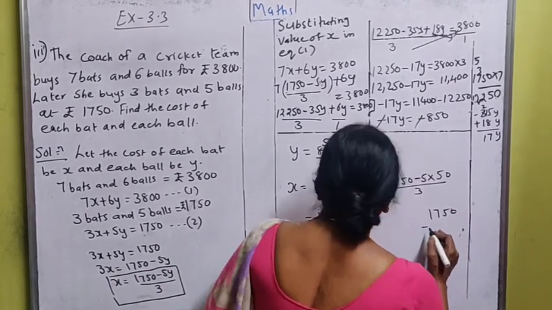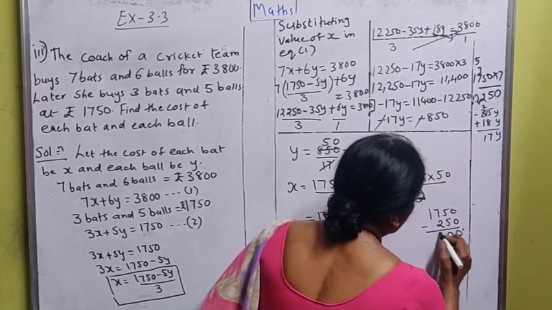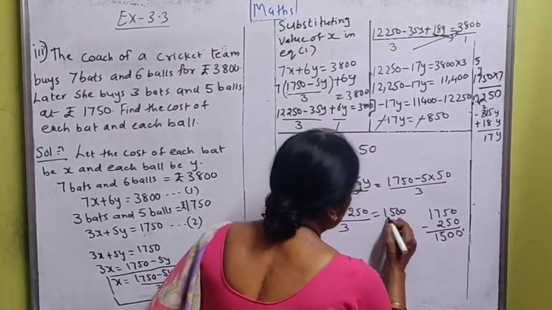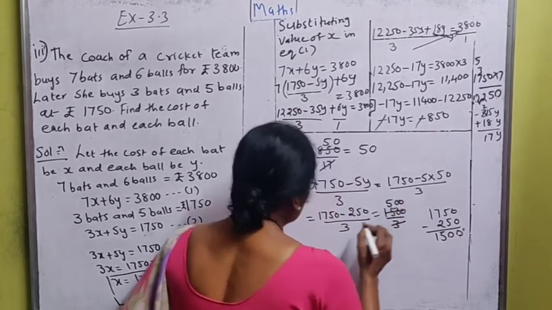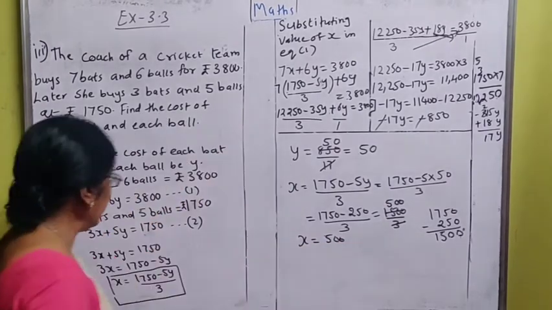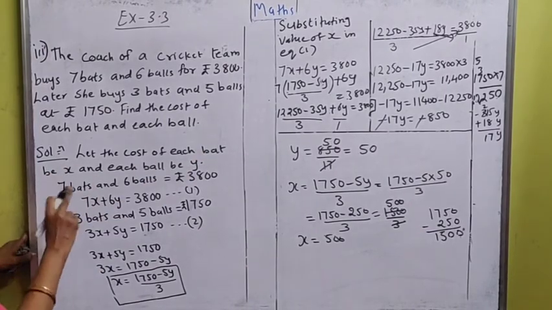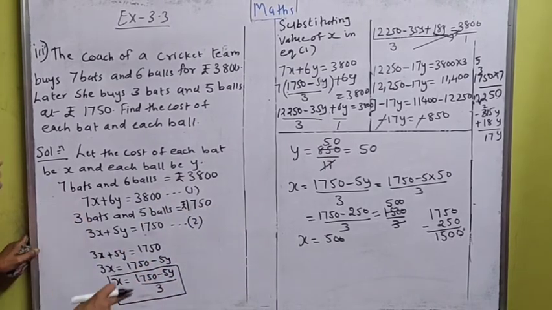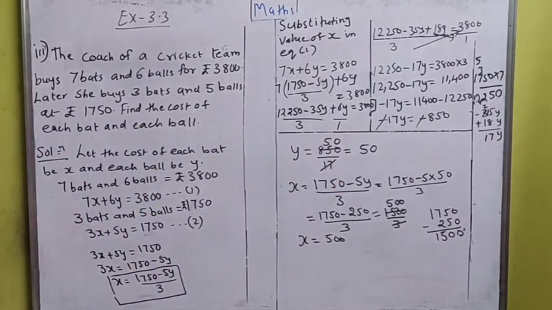So let us see what we will get. 1750 minus 250: 0, 0, 7 minus 2 is 5, and 1. So you got 1500 by 3. You can cancel it. 3 5s are 15, 0, 0. So x is equal to 500. We supposed x is the cost of a bat, so the cost of each bat is rupees 500. Y is the ball, so the cost of each ball is rupees 50. So you came to know how we did it.